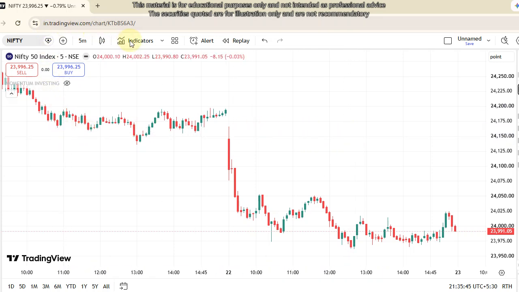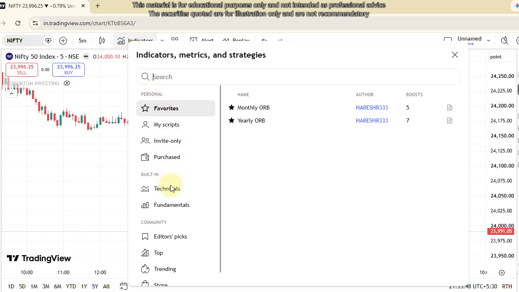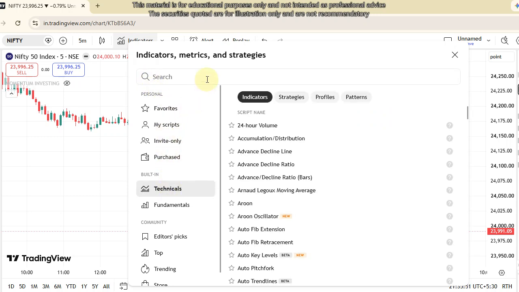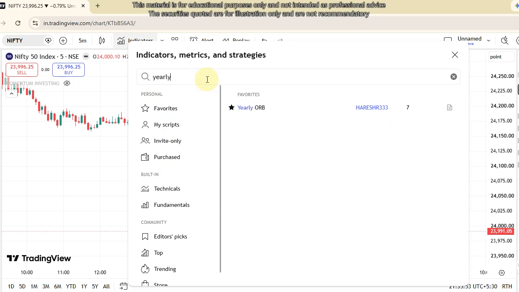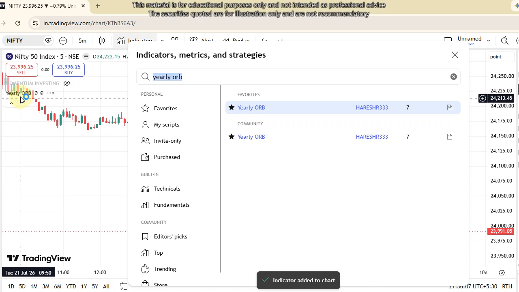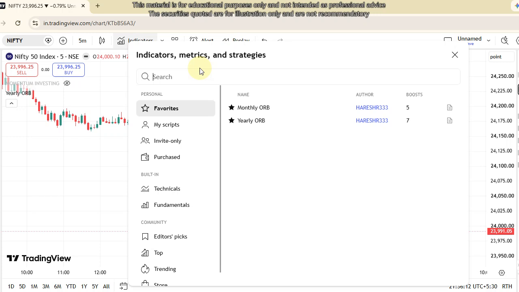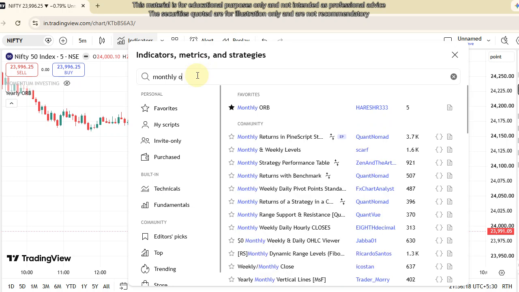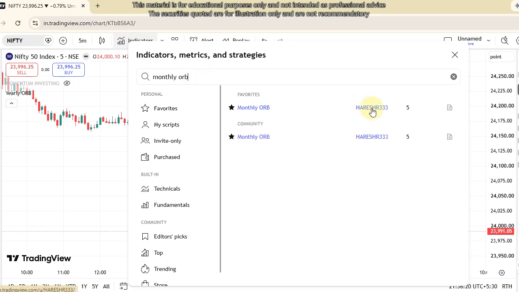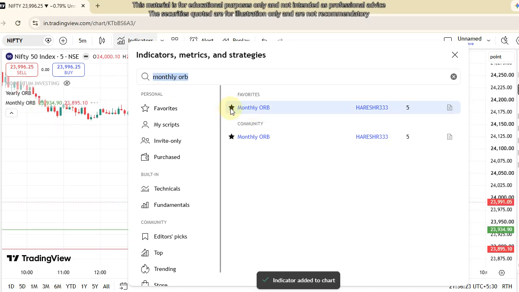For that, go to TradingView, indicator section, and in the technical section, search for YEARLY space ORB. You can see a Yearly ORB indicator with the publisher name Haresh R333. This is our profile name. So add this indicator to your chart by clicking it, and also click the star mark so that it stays in your favorites folder. Similarly, for monthly ORB, type MONTHLY space ORB, check the profile name, and add the indicator to your chart and to your favorites.